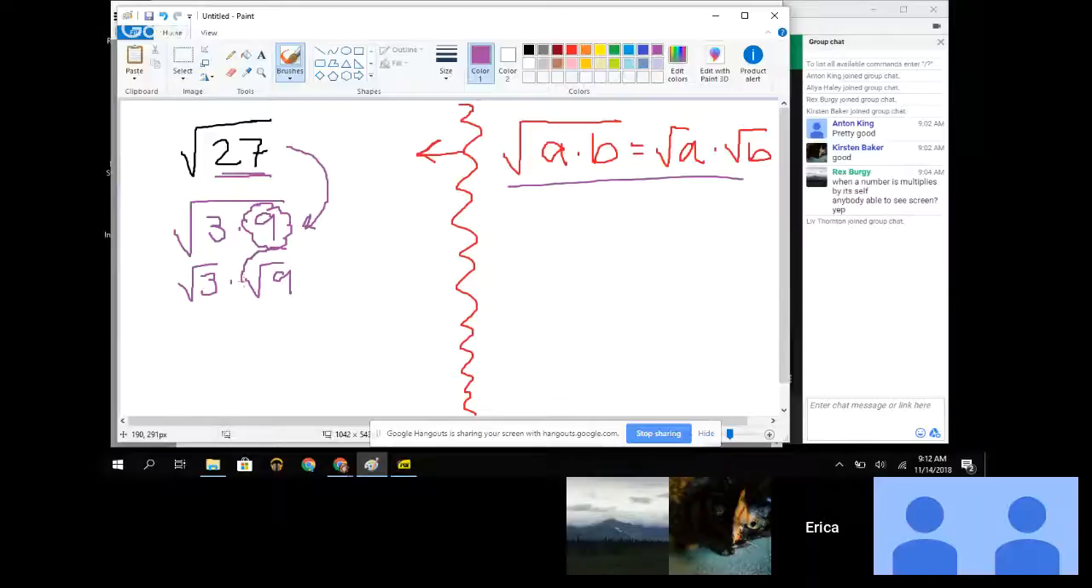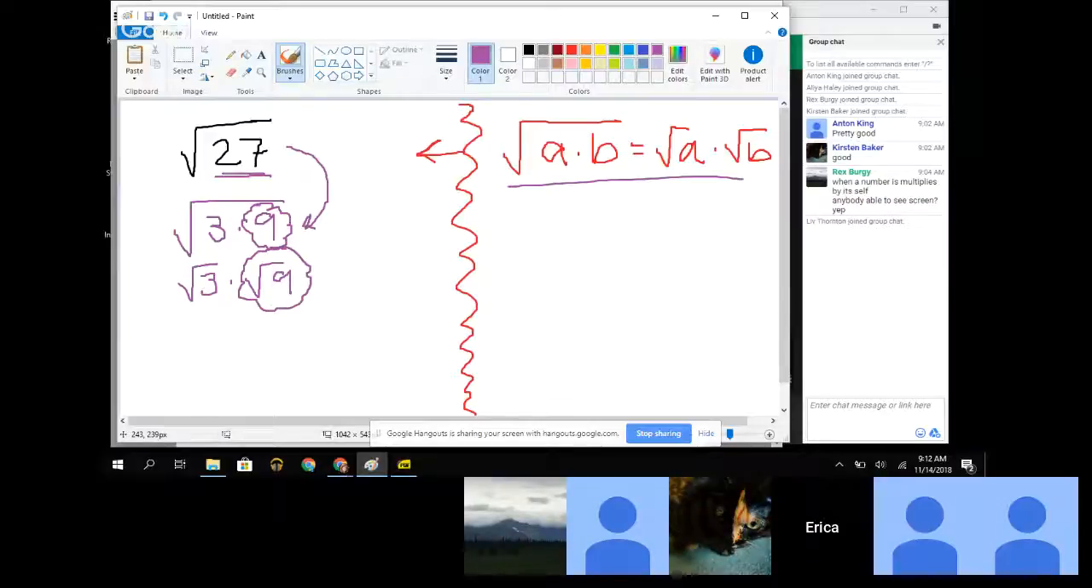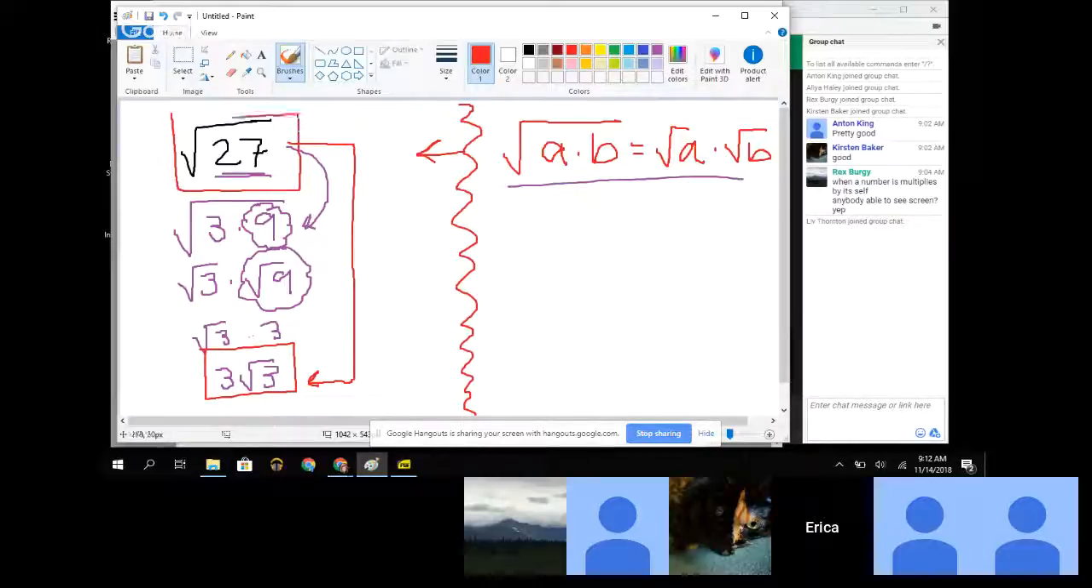And this I can do. The square root of 9 is 3. So 3 times the square root of 3. And then we usually don't write it like this. The square root always goes last. So square root of 27 and 3 square root of 3 are equivalent expressions. They are, if you put them in your calculator, they're the same number.